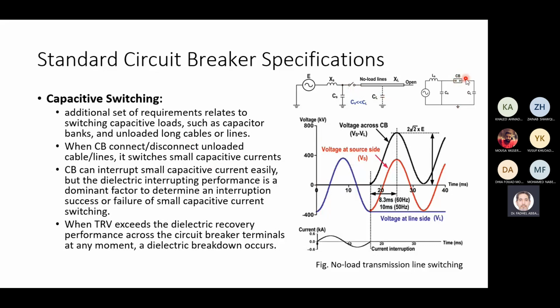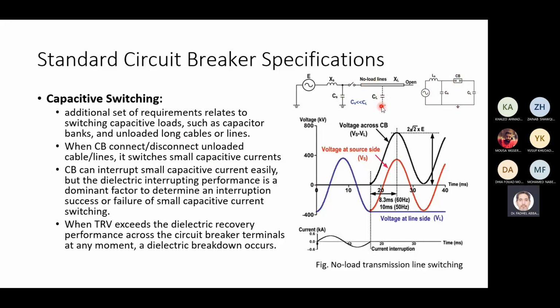When you close the breaker, what will be the voltage here? It is almost the same as the voltage supply. Okay, so it will be the same as this blue line. And what will be the current when this is closed? It will be a very small current, which is the charging current.